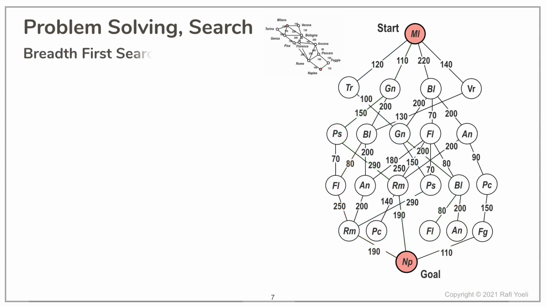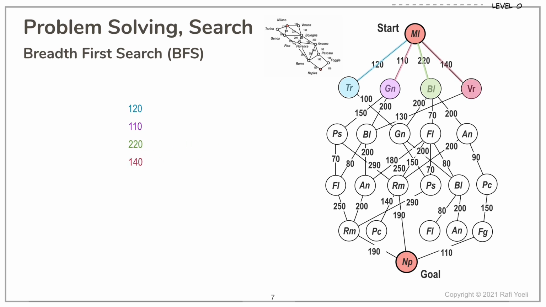Let us now explore breadth-first search, BFS. Unlike depth-first search, breadth-first search explores all the nodes at the present depth before moving to the nodes at the next depth level. We start from Milan, and explore all its immediate neighbors. Milan to Turin, 120 kilometers, Milan to Genoa, 110 kilometers, Milan to Bologna, 220 kilometers, Milan to Verona, 140 kilometers.